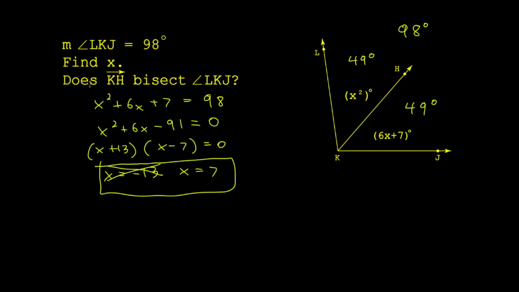Now second question, does ray KH bisect angle LKJ? It does, because if a ray bisects an angle, it divides it into two congruent angles, 49 degrees here, 49 degrees here. Angle LKH and angle HKJ are congruent.